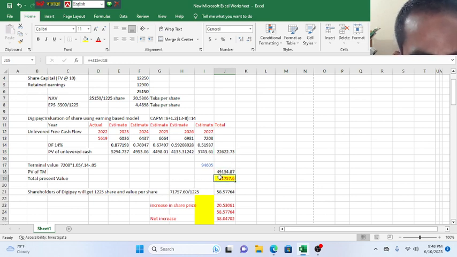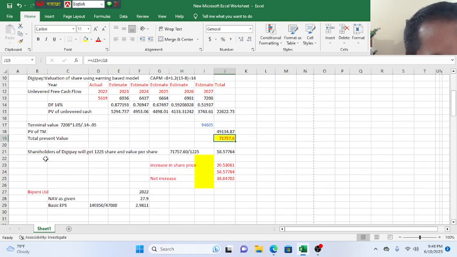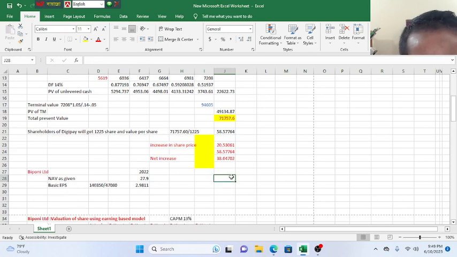Total present value is unlevered cash flow plus terminal value present value. Total present value is 71,757. DGPay's share, they will get 1225 shares, and value per share will be 58.57. Increase in share price.